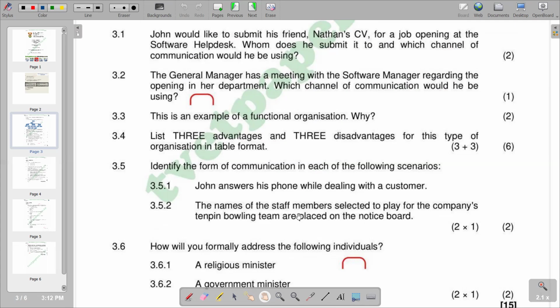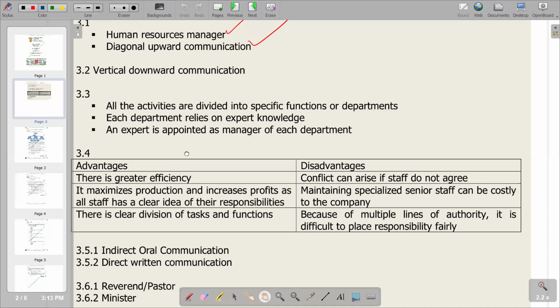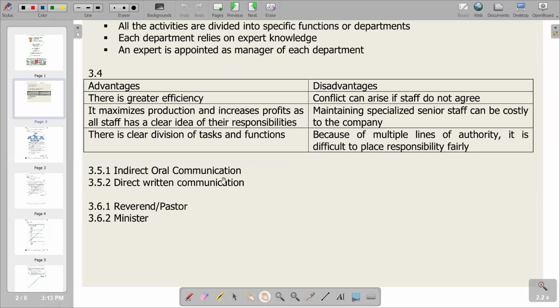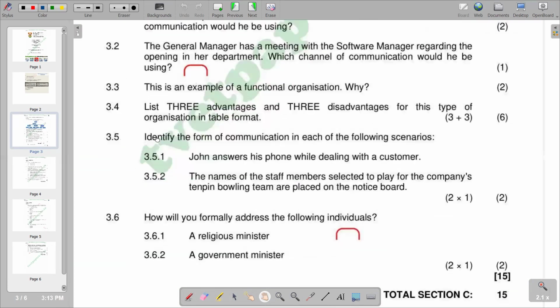We're going to see that direct written communication is also characterized by clarity and being straightforward. The information needs to be straightforward and lack ambiguity, aiming to convey the intended message directly and efficiently. So that's what we have in terms of direct written communication. Those are the responses for 3.5.1 and 3.5.2: indirect oral communication on the first part and direct written communication on the second part. Then we'll move on to the last part, 3.6.